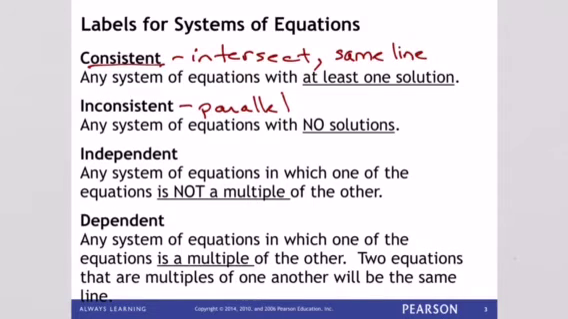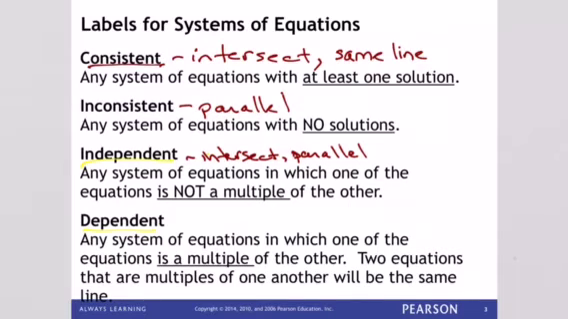Okay? Now, we have two more words we use to describe systems, which are independent and dependent. Independent means that one equation is not a multiple of the other. So this means the lines intersect or the lines are parallel, because in neither of those cases are the equations multiples of each other.